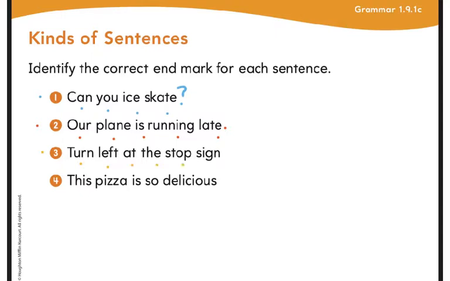Okay, let's go to the next one. Turn left at the stop sign. Is it asking me anything? No. Is it telling me to do something? Yeah, I'm supposed to turn left when I get to the stop sign. That one just needs a period, and it's a command. Okay, last one. Okay, number 4. This pizza is so delicious. Ooh. If I were eating delicious pizza, I would be excited. So I think that one needs to be an exclamation.